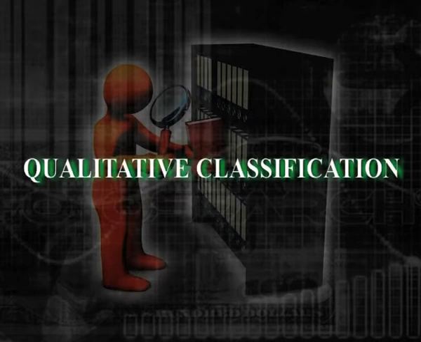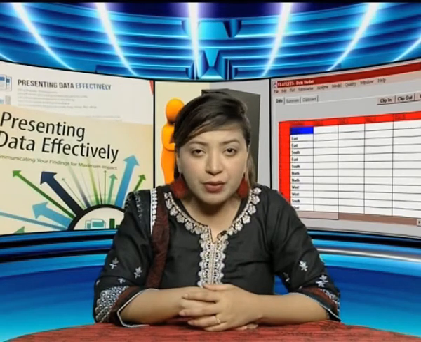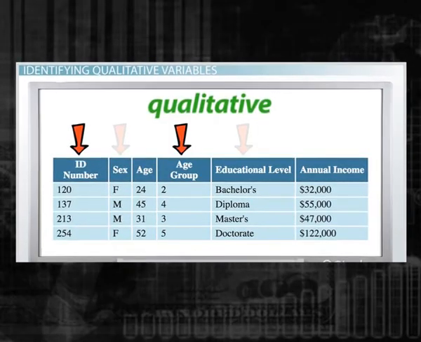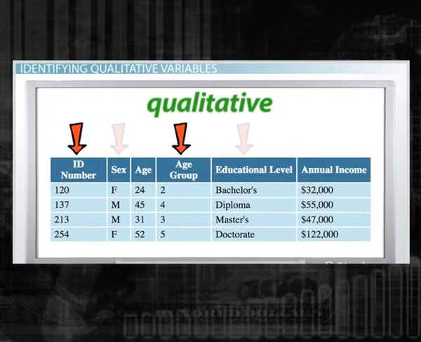Now let's come to the first one, qualitative classification. The data of descriptive nature can be classified according to attributes such as sex, color of hair, literacy, religion, etc. Things or persons possessing qualities in common are placed in one class.